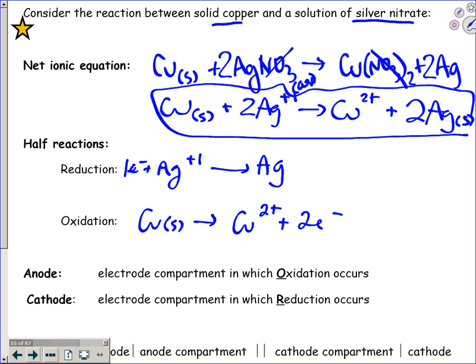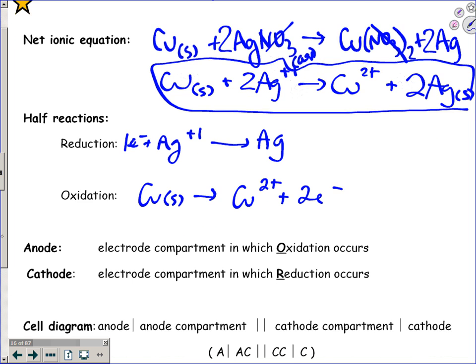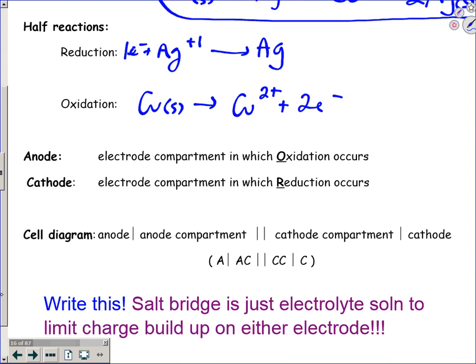Okay? In terms of definitional items, we've already said this once, but the anode is where our oxidation process is occurring. Which half reaction is occurring at the anode? The copper. So the anode is the oxidation half reaction. And which process is happening at the cathode? The reduction, so the silver.